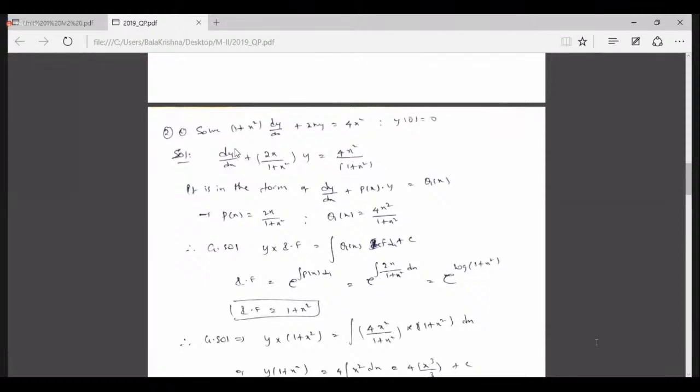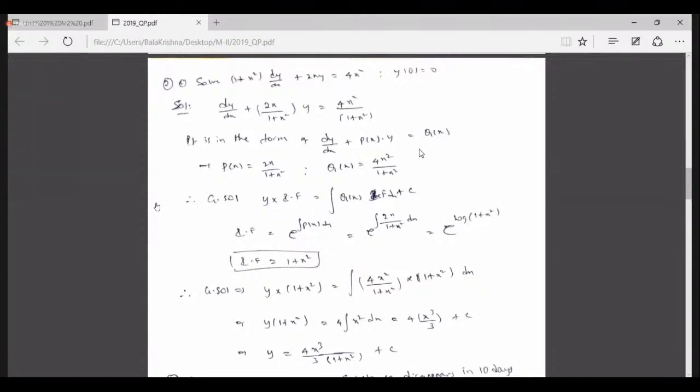Now if you see here, this is in the form of dy by dx plus a function in terms of x into y is equal to a function in terms of x. That means in the form of dy by dx plus p of x into y is equal to q of x. Clearly it is a linear differential equation in y, where p of x is 2x by 1 plus x square, q of x is 4x square by 1 plus x square.